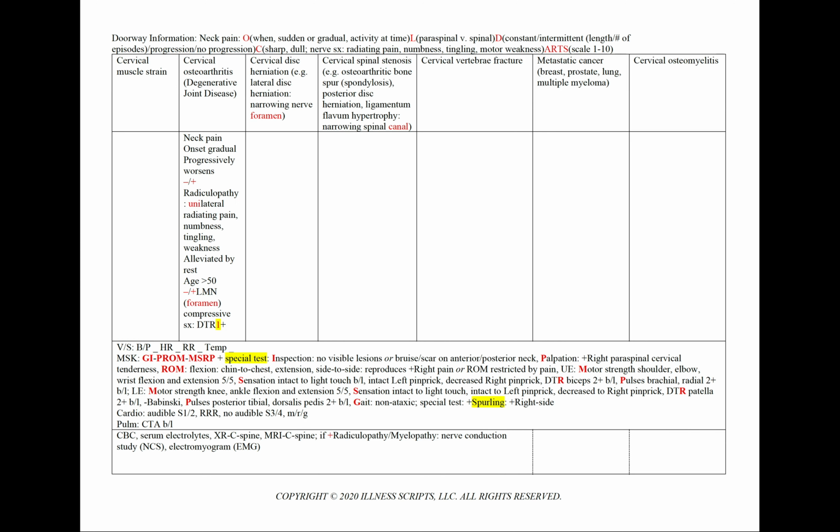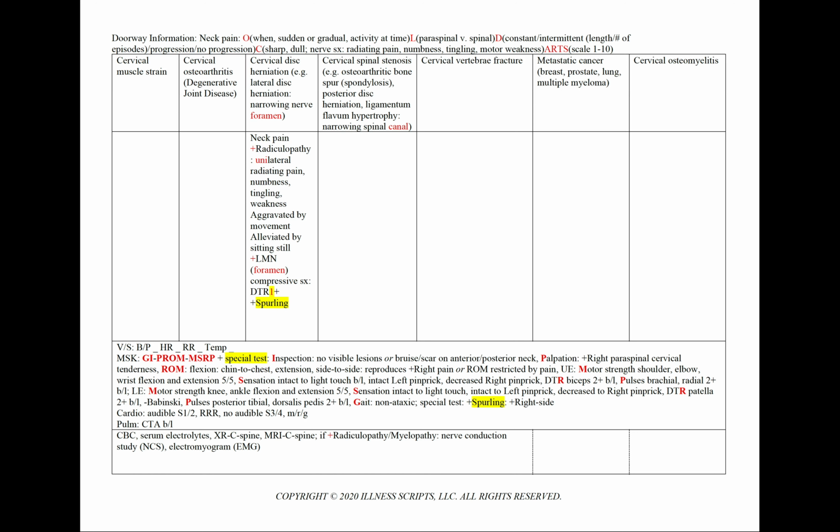In cervical osteoarthritis, also commonly referred to as degenerative joint disease or DJD by the surgeons and radiologists, we'll see neck pain. The onset here now is more gradual, and it will be progressively worsening. We can see a radiculopathy or a unilateral radiating pain, numbness, tingling, or motor weakness. Classically, it can be alleviated by rest, and our patient is typically older. And if we have any radiculopathy, we'll also note lower motor neuron symptoms, as the arthritis can be impacting the nerve at the nerve foramina, so we could see delayed deep tendon reflexes.